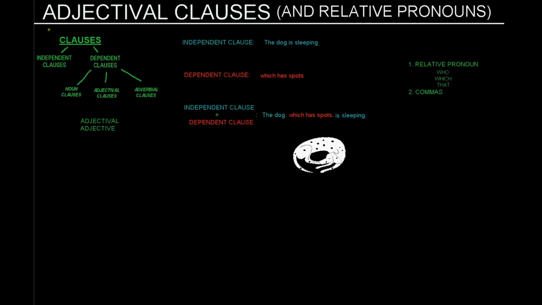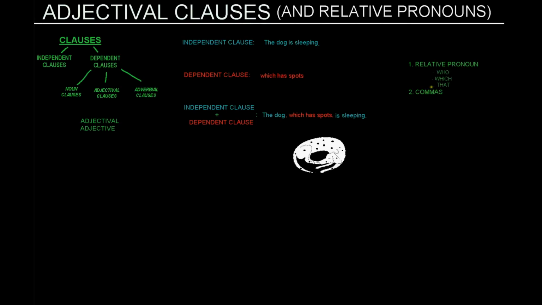This video is about adjectival clauses and the relative pronouns that are often used with them. We'll be going over three relative pronouns: which, who, and that. There are others, but these are the ones that people have the most trouble with. And we'll also be talking about how commas are used with this particular type of clause.